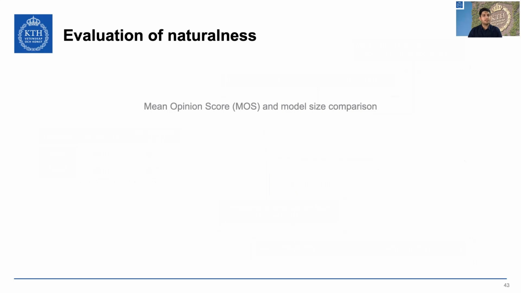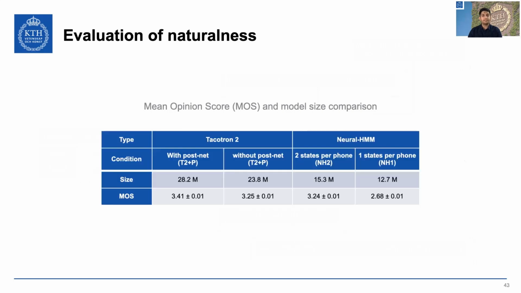For naturalness, we report the mean opinion score with 95% confidence interval on phonetically balanced Harvard sentences. The difference between NH2 and the most comparable Tacotron 2 configuration was less than 0.002 and was not statistically significant, despite NH2 being much smaller. Neural HMM benefited from using two states per phone, while Tacotron 2 improves with the use of postnet, which we plan to add in future work.